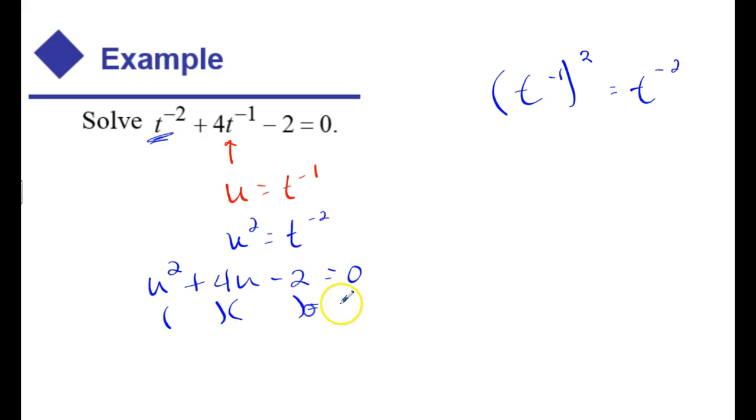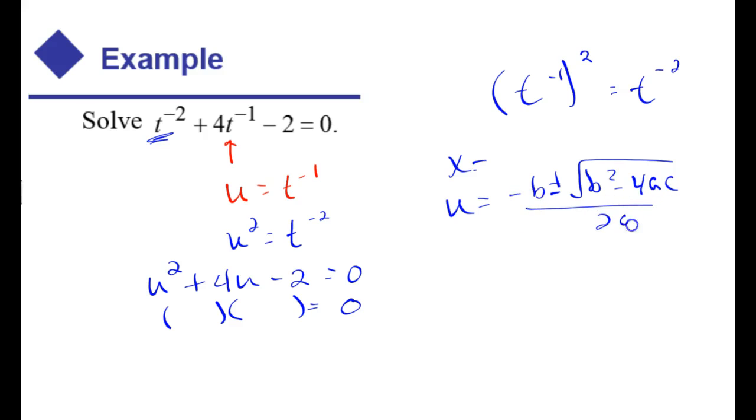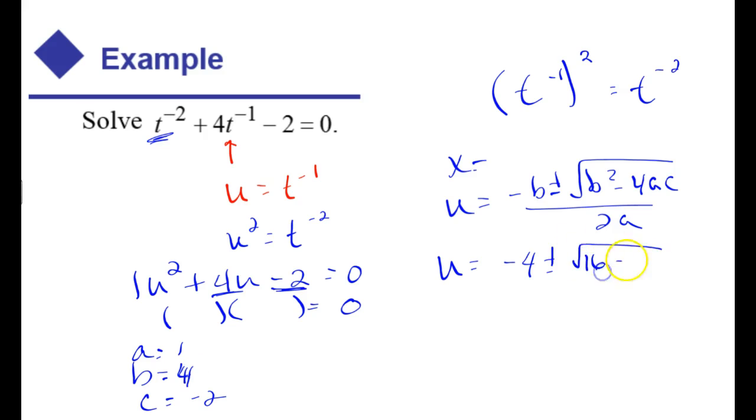Unfortunately, there are not factors of 2 that differ by 4. So I'm going to have to do the quadratic formula here. And instead of saying x is equal to, I'll say u is equal to negative b plus or minus the square root of b squared minus 4ac, all divided by 2a, where the value of a is 1 right here, the value of b is 4 right here, and the value of c is negative 2 here. So u is equal to negative 4, plus or minus the square root of 16 minus 4 times 1 times negative 2, all divided by 2 times 1.